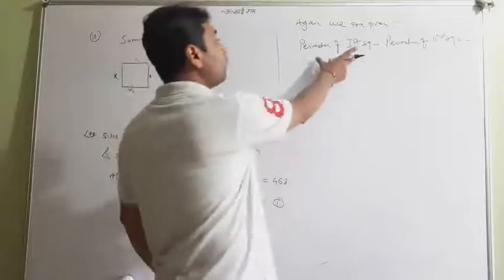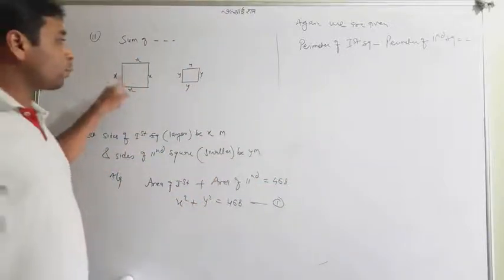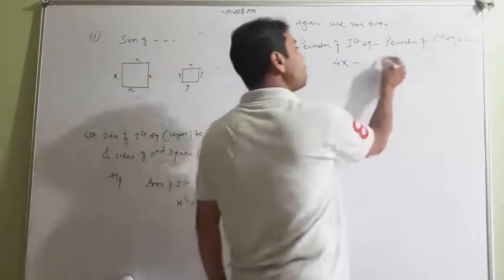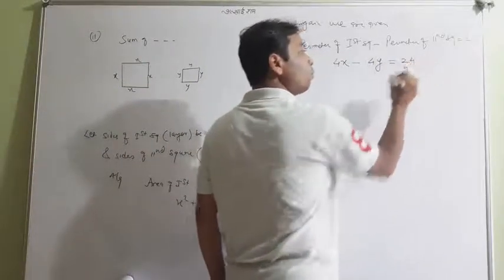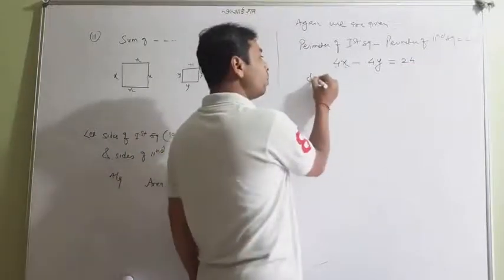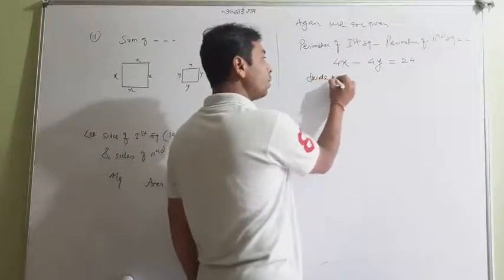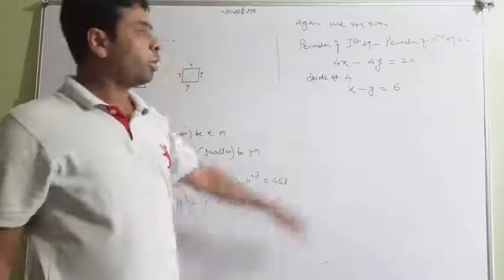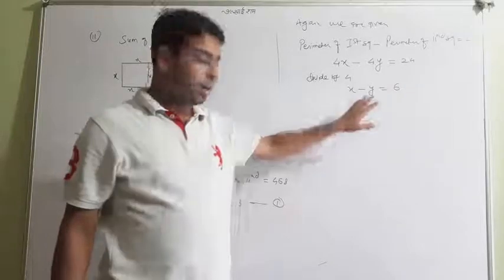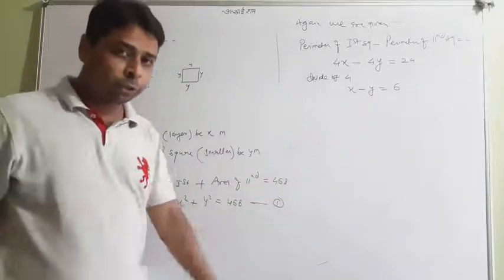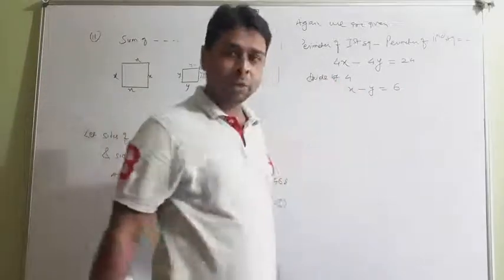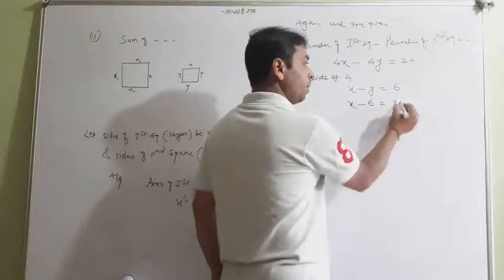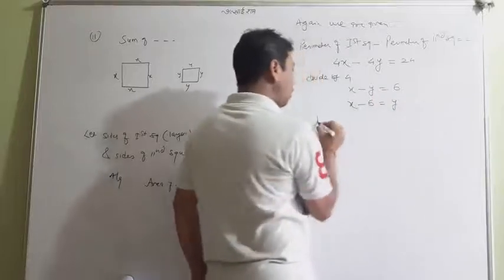So what is the perimeter of first square? 4 into side. What is the perimeter of the second square? 4 into side. 24. So I'll divide by 4 to make it easy. So this is going to be x and this is going to be y, and this is going to be 6. So this equation is now in x and y, and this is again in x and y. So what we are going to do, we will find one variable value and put here. So as usual, I will find the value of y. x minus 6 equals y.